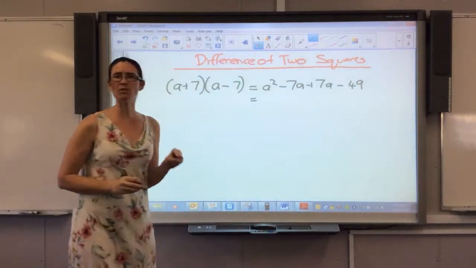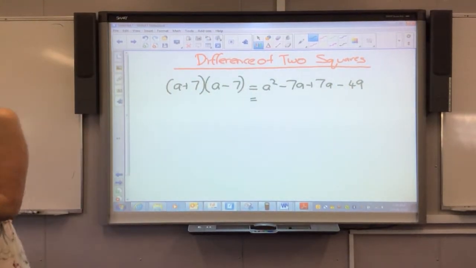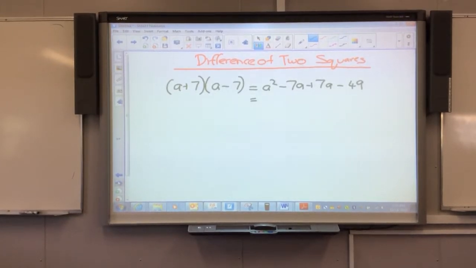Now, the middle two terms are going to disappear every single time because one's going to be a positive and one's going to be a negative, and they're going to be the same term. So they will completely cancel out.